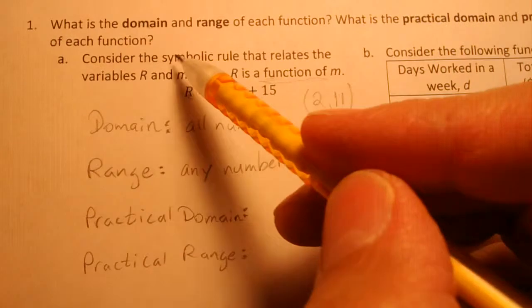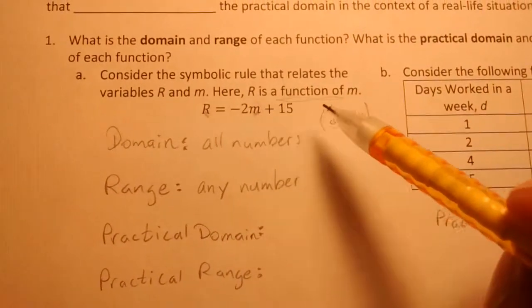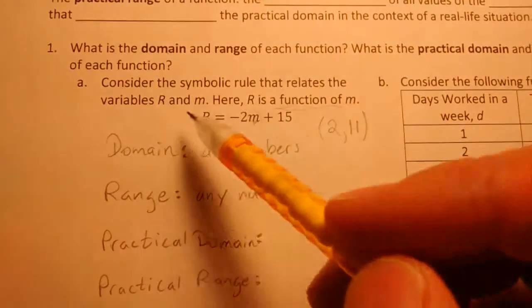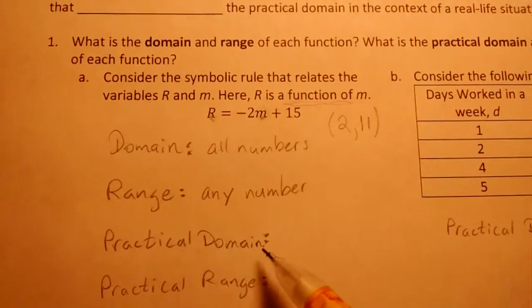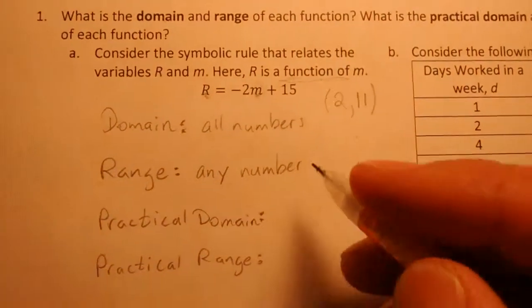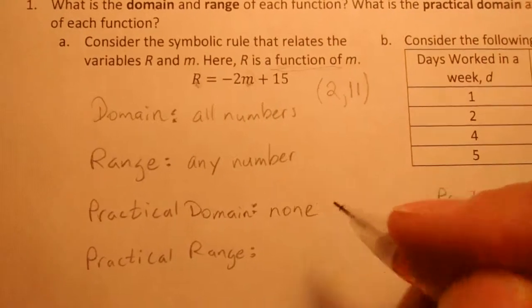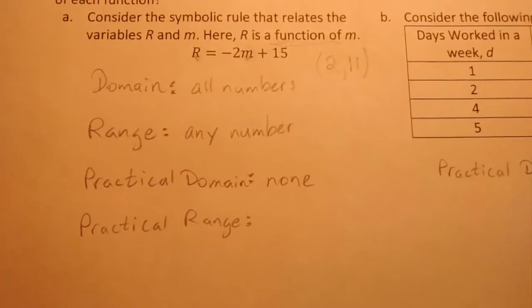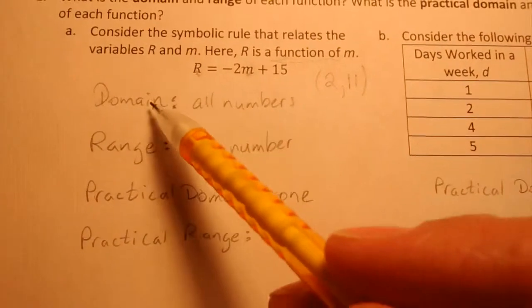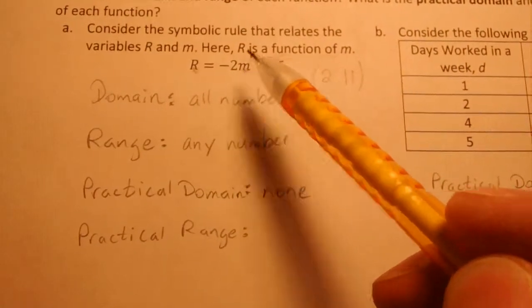Well, the problem is we don't have a practical situation. There's no real-life context here. So we can't even discuss what a practical domain would be, and so we'd say in this case there's none. There is no practical domain. All we can say is there's a domain here of all real numbers for that variable.